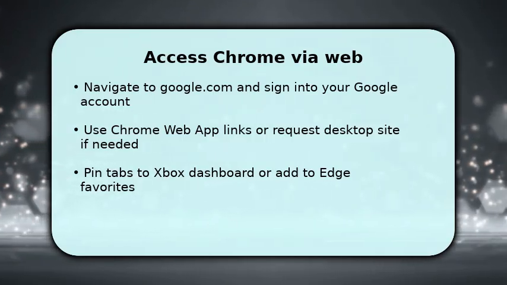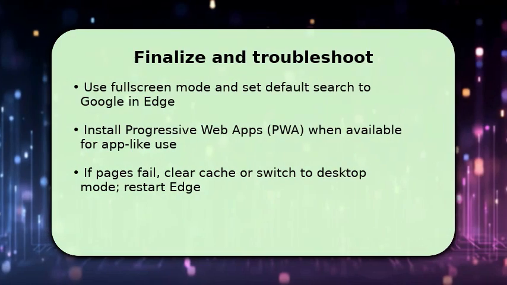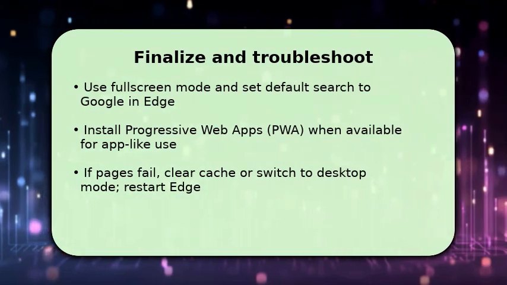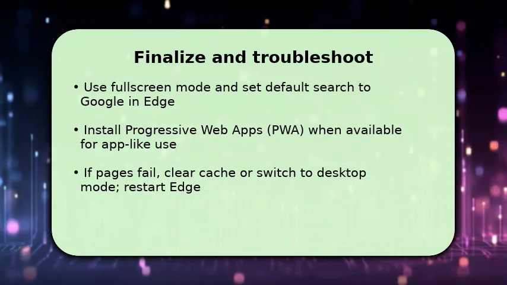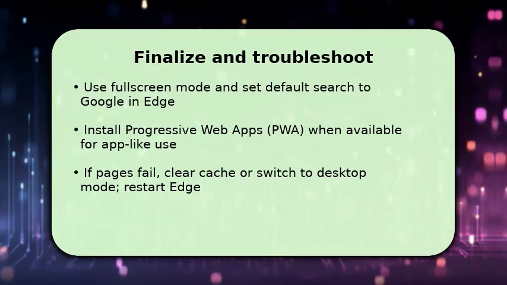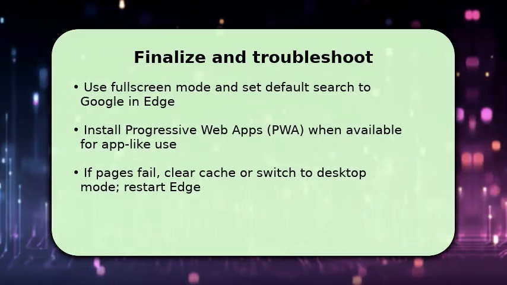Finish by optimizing the experience. Enable full screen for immersive browsing and set Google as Edge's default search so you feel like using Chrome. Install progressive web apps when available to create app-like shortcuts on your Xbox home.